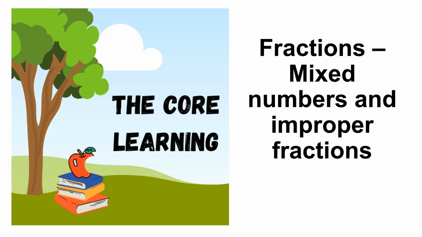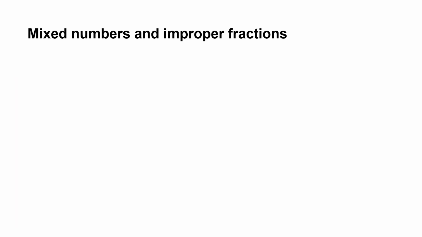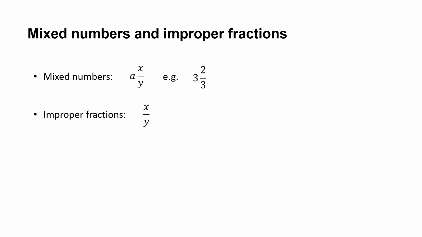Today we're going to be looking at mixed numbers and improper fractions. So, first things first, what are mixed numbers and improper fractions? Well, a mixed number is when we write a number followed by the fraction. So, as an example, 3 2/3. Improper fractions are when we have a normal looking fraction, but the top is higher than the bottom. So an example of this might be 3/2.